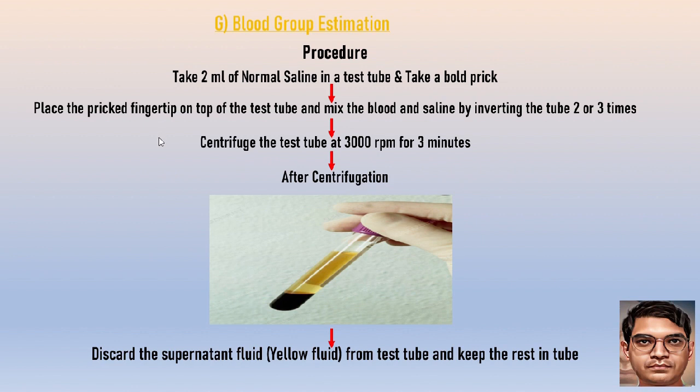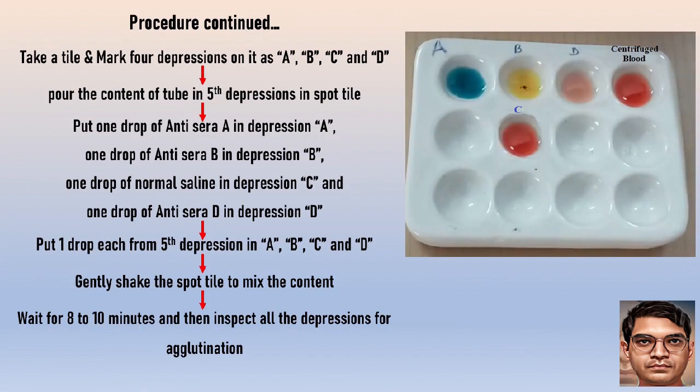Now centrifuge this test tube at a speed of 3000 rpm for about 3 minutes. After centrifugation, you will see a clear yellow fluid above. You need to discard all this while keeping the red portion. Now take a tile and name the 4 depressions as A, B, C and D. Pour 2 drops of blood from the test tube in A, B, C and D.